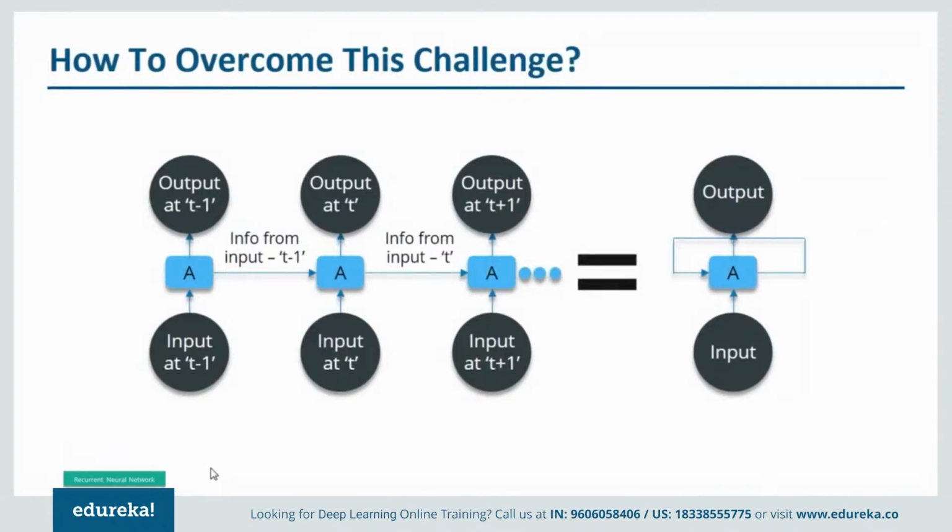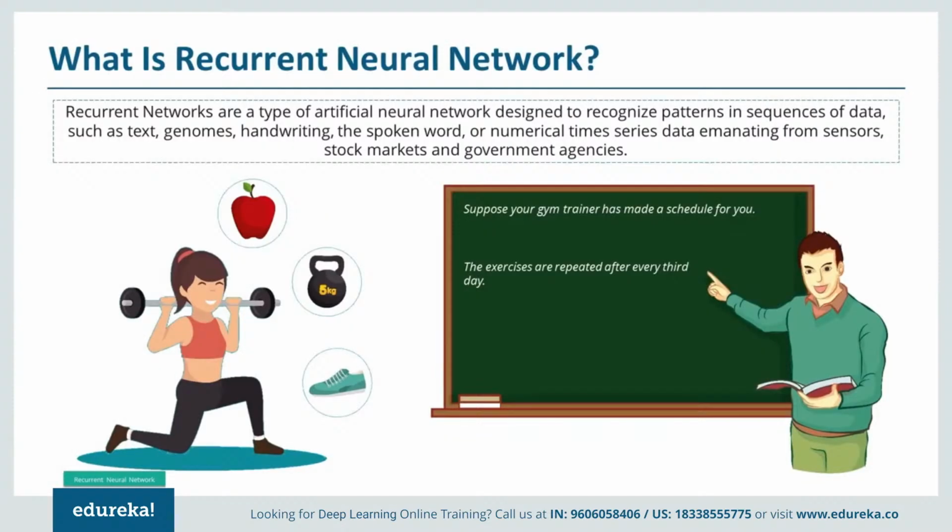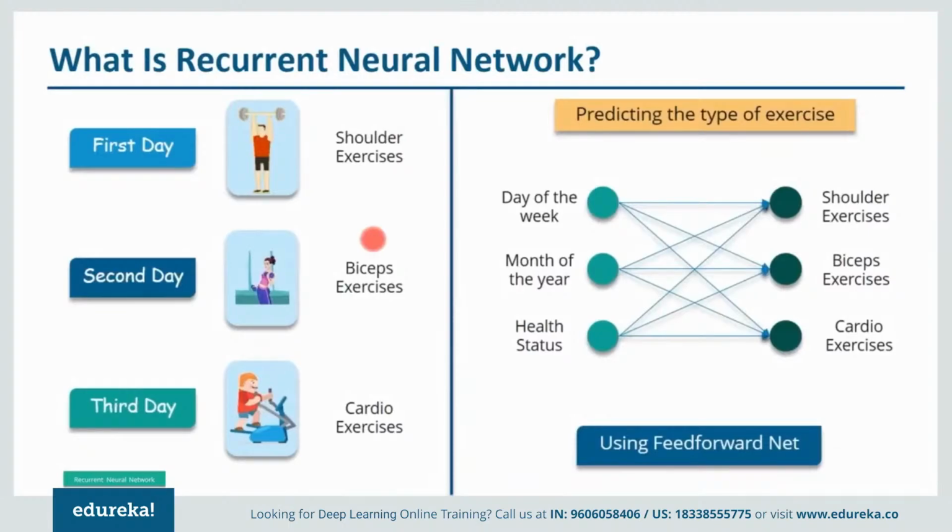Now let us understand what exactly are recurrent neural networks. For understanding a recurrent neural network, I'll take an analogy. Suppose your gym trainer has made a schedule for you. The exercises are repeated after every third day. Now this is the order of your exercises. First day you'll be doing shoulders, second day you'll be doing biceps, third day you'll be doing cardio. And all these exercises are repeated in a proper order.